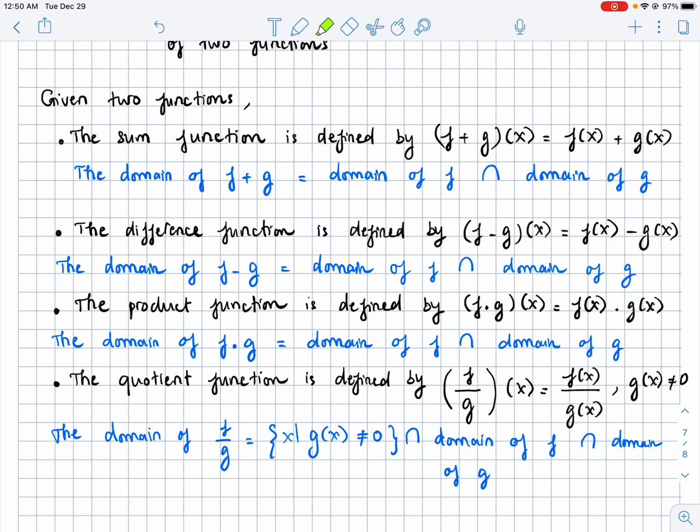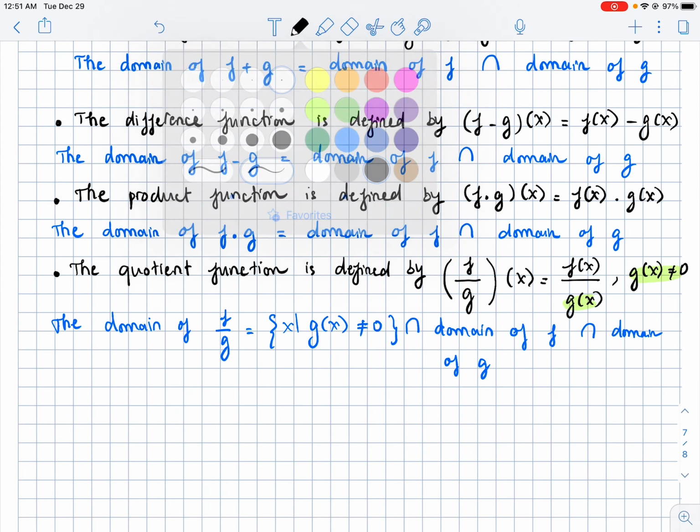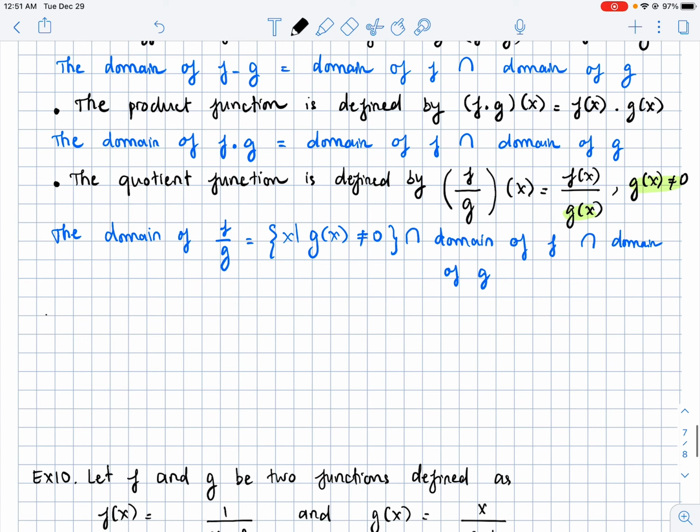Now, we need to find the domain of the sum, the difference, the product, and the quotient. The sum, the difference, and the product are the same. The domain is the intersection of the domain of function f and the domain of function g. For the quotient, g of x has to be not 0 because g of x is in the denominator. Before we do the problem, let's understand the notation.